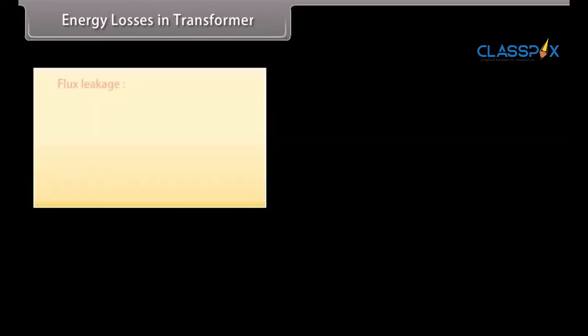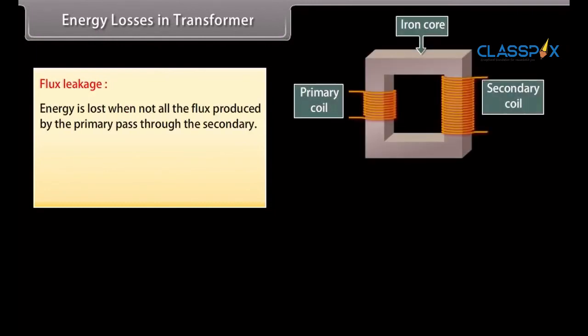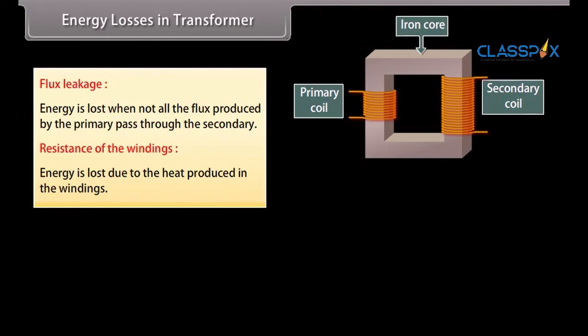Energy losses in transformer. There are some energy losses in a transformer as follows. Flux leakage: energy is lost when not all the flux produced by the primary passes through the secondary. This loss can be reduced by winding the primary and secondary coils one over the other. Resistance of the windings: energy is lost due to the heat produced in the windings. This loss can be reduced by using thick wires.